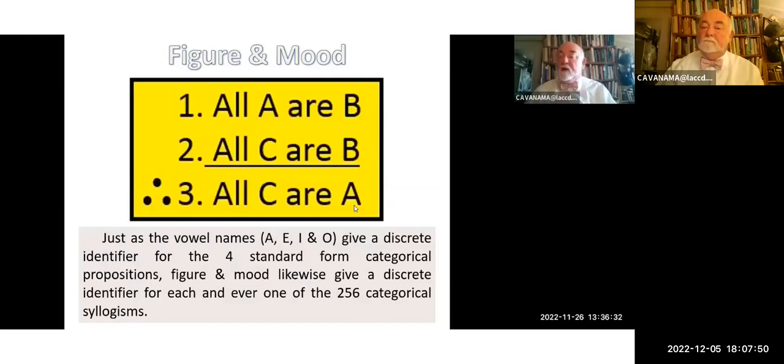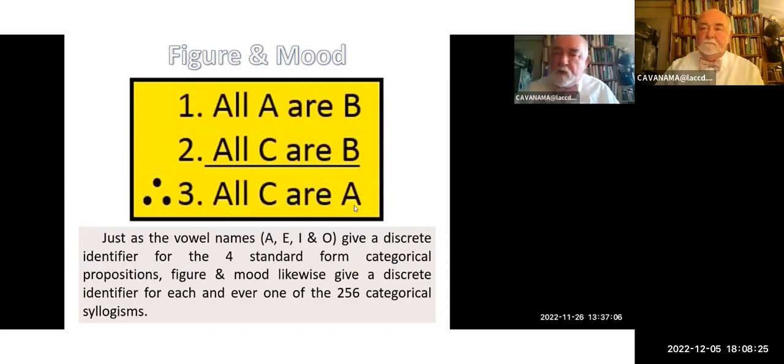Just as the vowel names A, E, I, and O give a discrete identifier for each of the four standard form categorical propositions, figure and mood are going to do the same thing. They're going to be discrete identifiers, this time for 256 categorical syllogisms. There are that many. That's why when we first tackled the concept of validity, we did so with the conditionals, which only have four, rather than the categoricals, which have 256. Now we're coming back, and we're going to have some techniques to deal with the categoricals in all their complexity, but we're going to start soon.